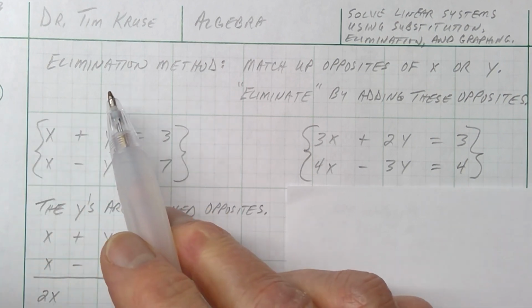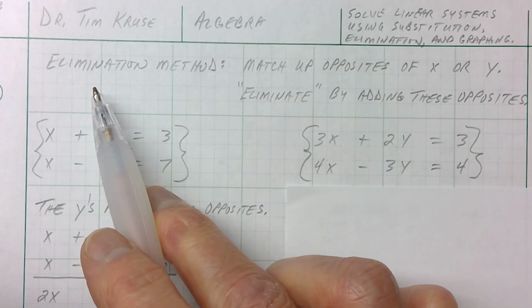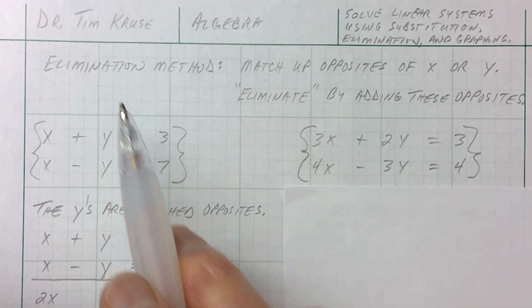Now let's do the same thing using what's called the elimination method. You see the word elimination there. We're going to eliminate something. We're going to make it go away. We're going to make it disappear.